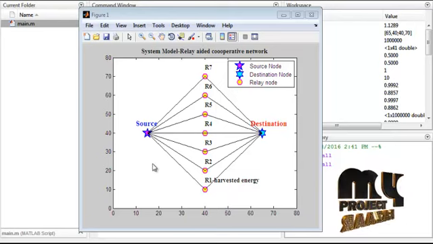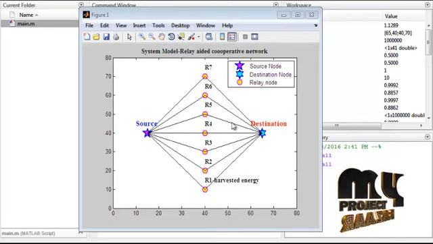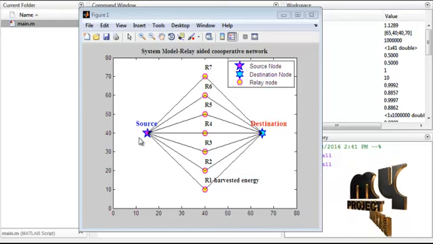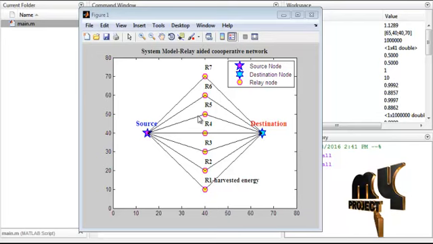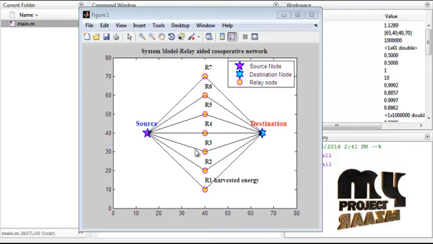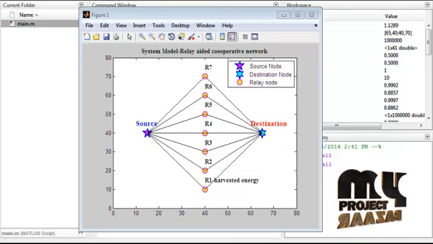This is the x-axis and this is the y-axis. The source is in between the link, so source to relay and relay to destination. The relay is in between the source and destination. I will take the 7 nodes. The first node is R7, then R6, R5, R4, R3, R2 and R1, and then the destination. So this is the system model of the relay-aided cooperative network.